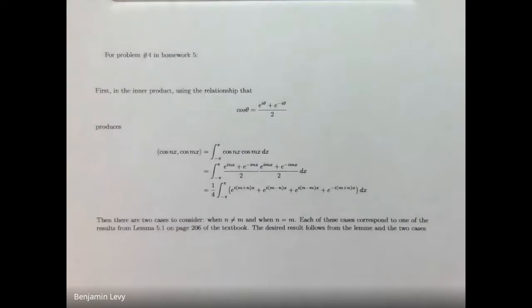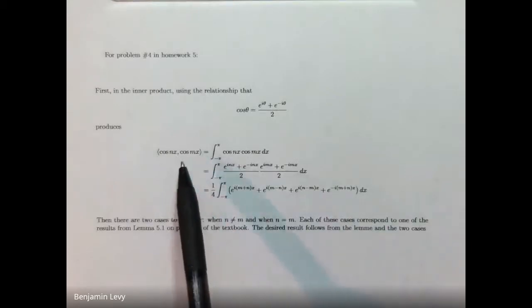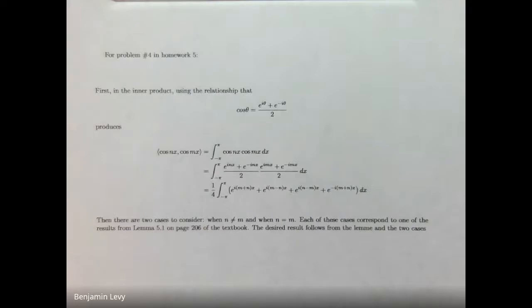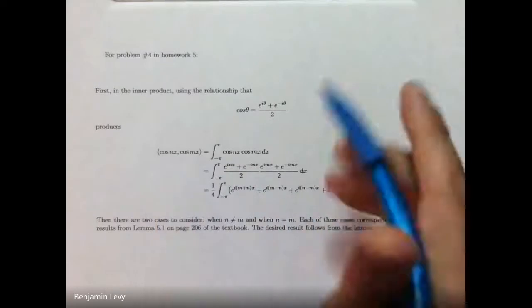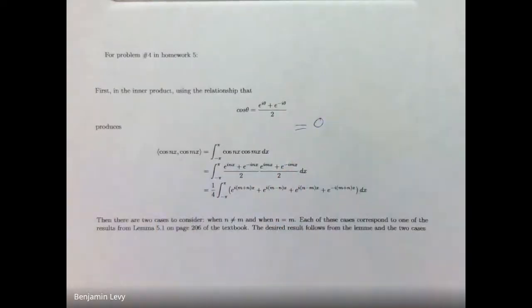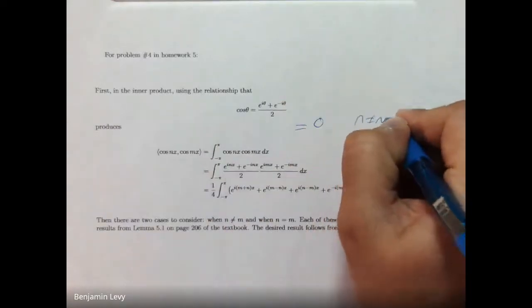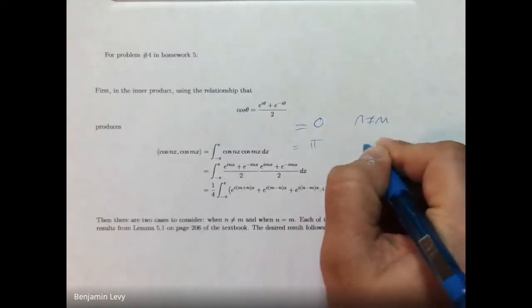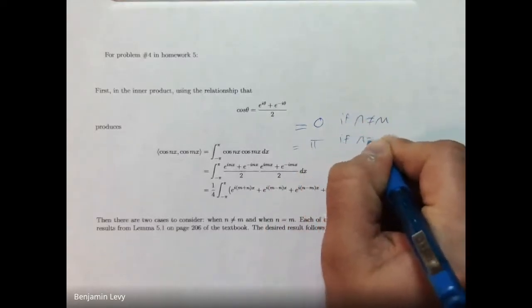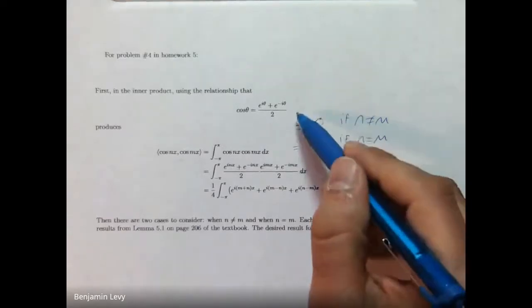So this is for question number 4, where we want to show that this equals either 0 or 2 pi, or pi, I'm sorry, is what we're being told in the problem itself. And so we want to show that this equals 0 if n does not equal m, and it equals pi if n equals m. That's what we're trying to prove here.